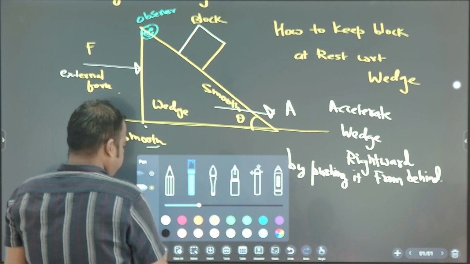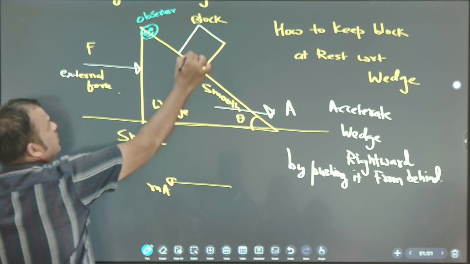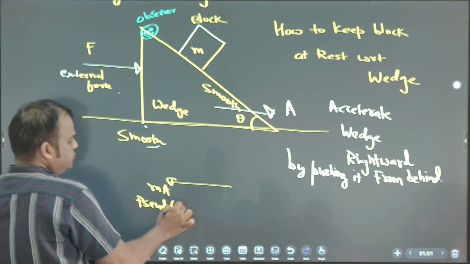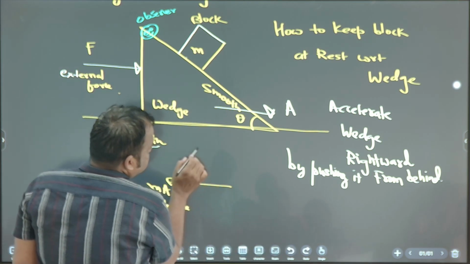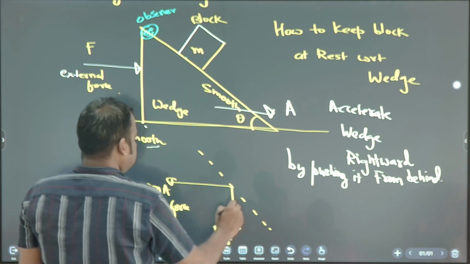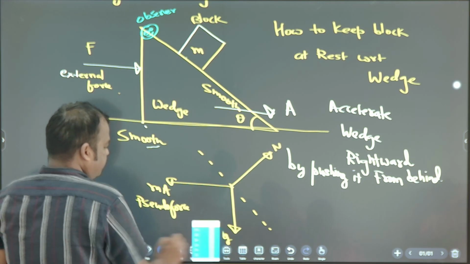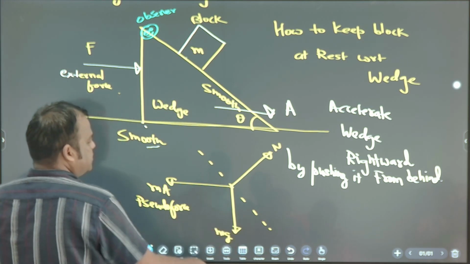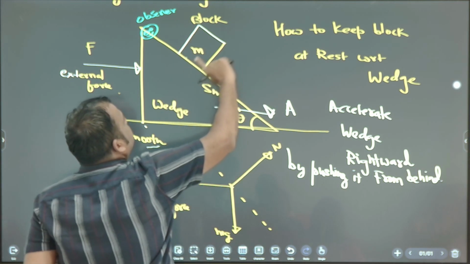So the free body diagram will be like this. This is the pseudo force, ma. The mass of the block is M. This is the surface. This is mg, and this is the normal. So this is the free body diagram: mg downward, ma leftward, normal perpendicular to the surface.